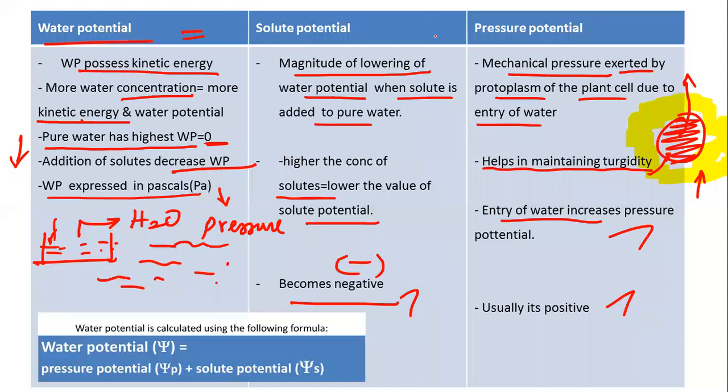At atmospheric pressure, water potential is equal to solute potential. If the pressure is above atmospheric pressure, water potential is equal to solute potential plus pressure potential. Fine. This is represented with a symbol called psi: psi p, psi s, and psi w. That is how it is represented.